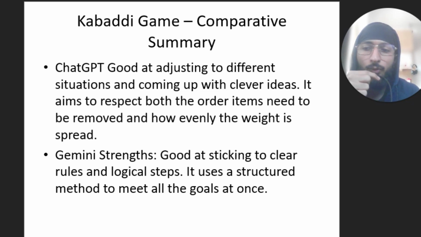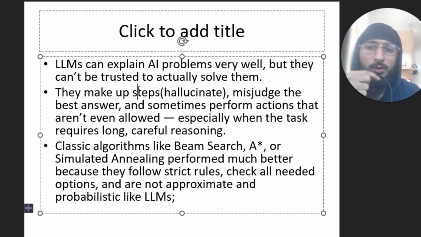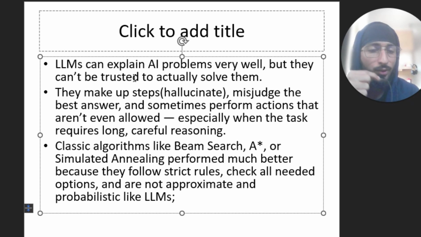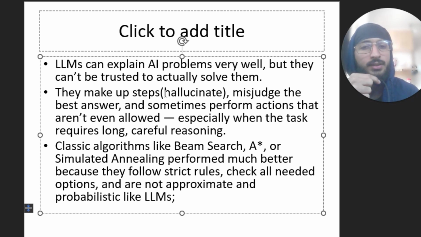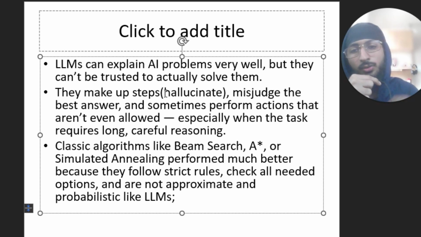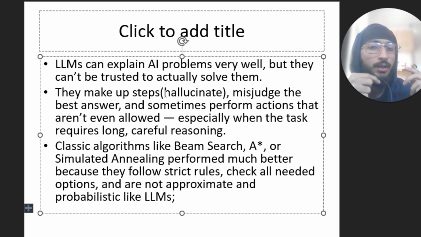Moving on. So finally, LLMs can explain AI problems very well, but they cannot be trusted to actually solve them. They make up steps, they hallucinate, misjudge the best answer, and sometimes perform actions that aren't even allowed, especially when the task requires long, careful, and deep reasoning. So classic algorithms like beam search, A star, or simulated annealing performed much better because they follow strict rules, they check all needed options, and are not approximate and probabilistic like LLMs.